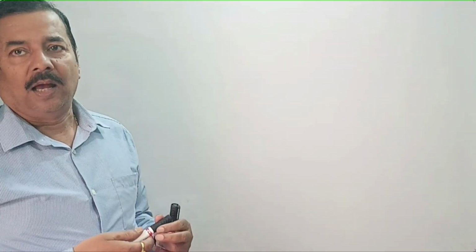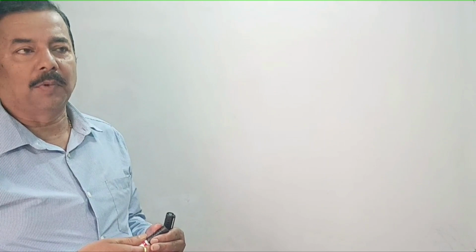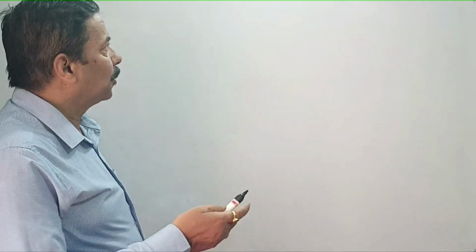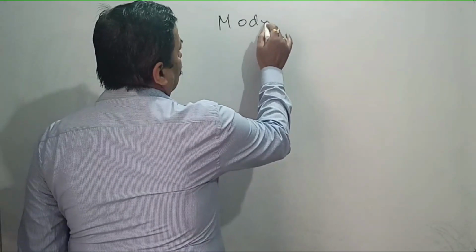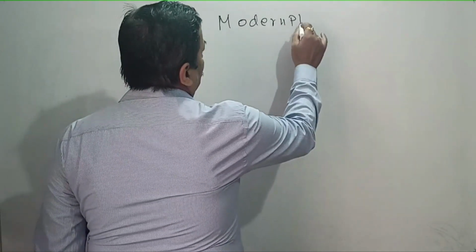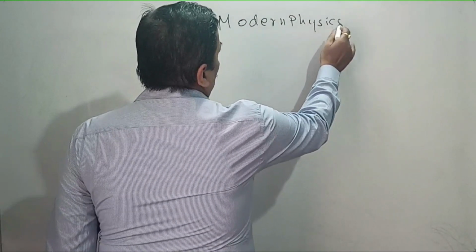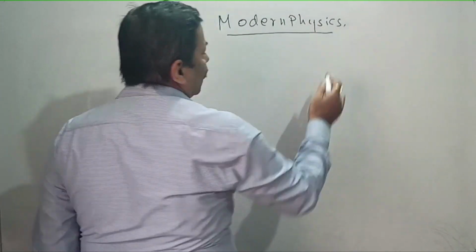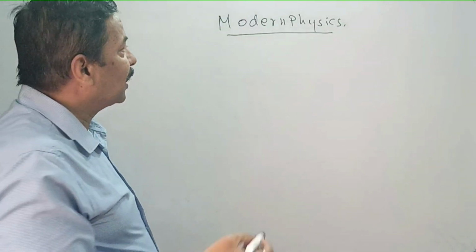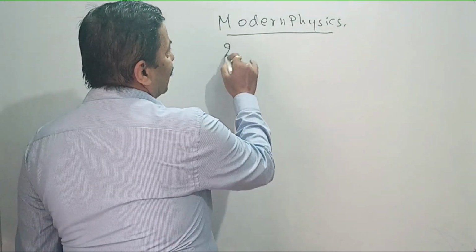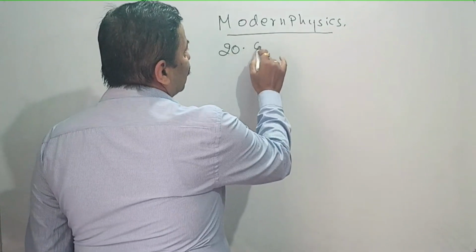Hello students, let us try to discuss modern physics. The topic of our discussion is modern physics. In this modern physics, we are going to discuss the first chapter that is mentioned in your syllabus as number 20, which is Electron.